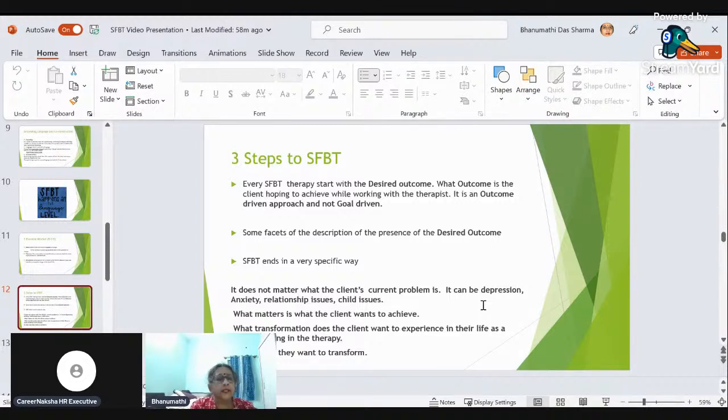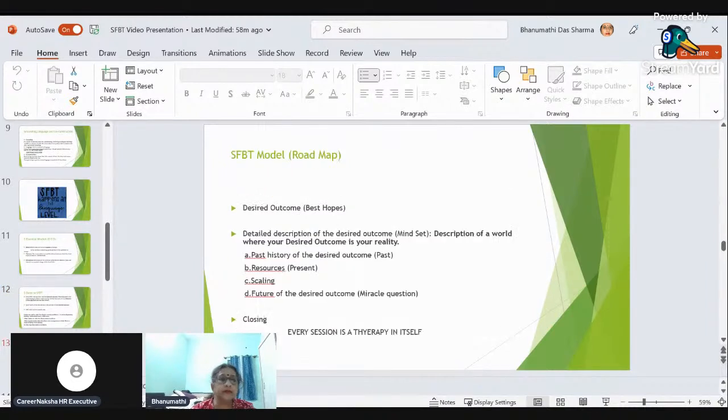It does not matter what the client's current problem is. It can be depression, it can be anxiety, relationship issues, child issues, OCD, and so on. What matters is what the client wants to achieve. What transformation does the client want to experience in their life as a result of being in the therapy? In what way they want to transform, not what the psychiatrists want them to achieve, or what the referrer wants, and not what the therapist wants. It is what they want to achieve in their life and bring a transformation in their life.